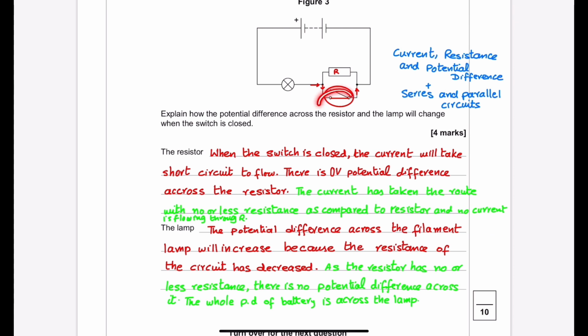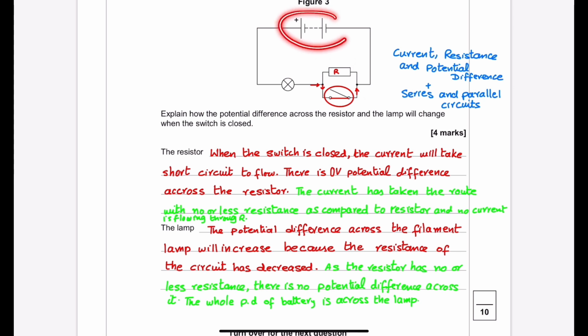When the switch is closed, the current will take the short circuit, which is the short way to flow. There is zero potential difference across the resistor. This means the current has taken the route with less resistance as compared to the resistor, and no current is flowing through the resistor R. So it has taken the short route from here as compared to the resistor R.